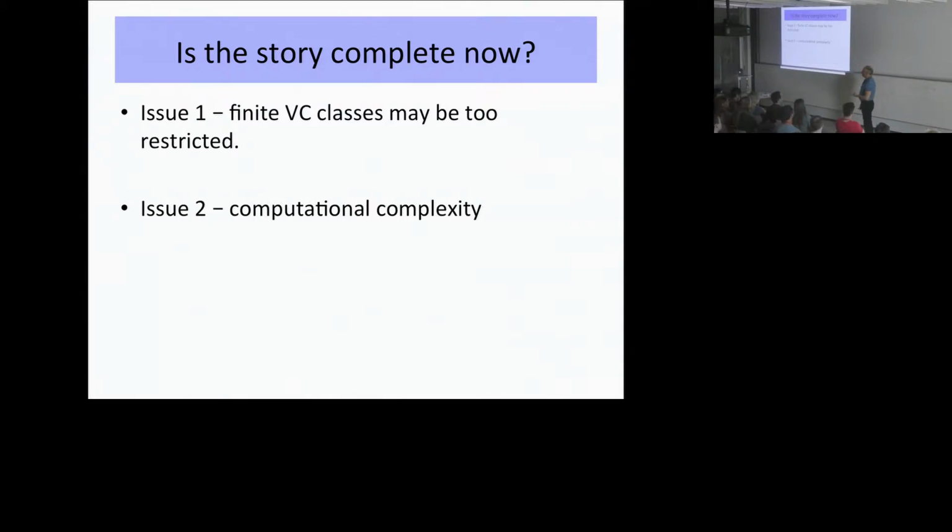Because we have a theorem that tells us you are learnable if and only if you have finite VC dimension. So what can you do if you feel that finite VC dimension is too limited?